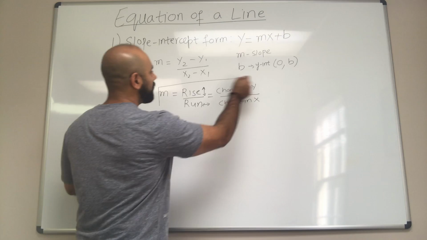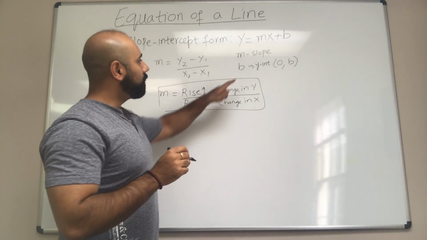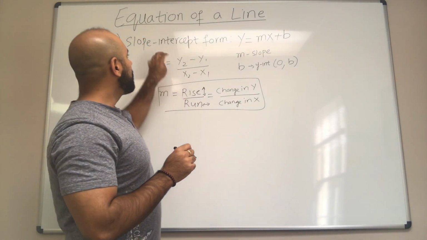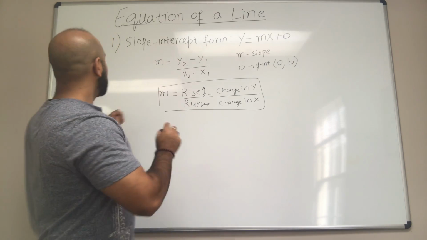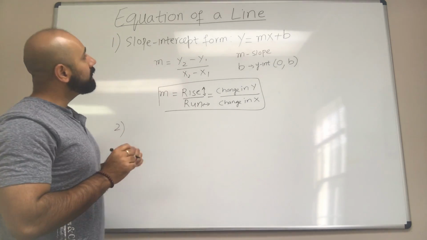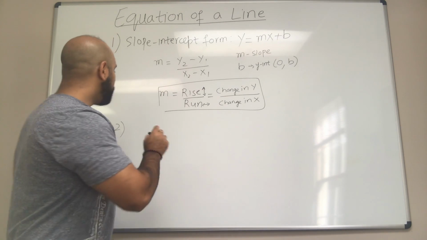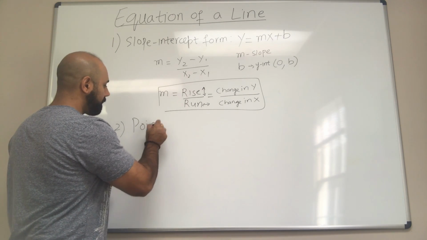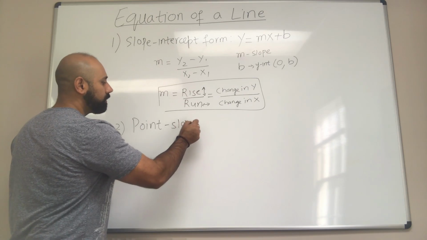So that's how you find the slope, and once you have the slope and the y-intercept, we'll be able to write the slope-intercept form of a line. The second way of expressing an equation of a line is called the point-slope form.